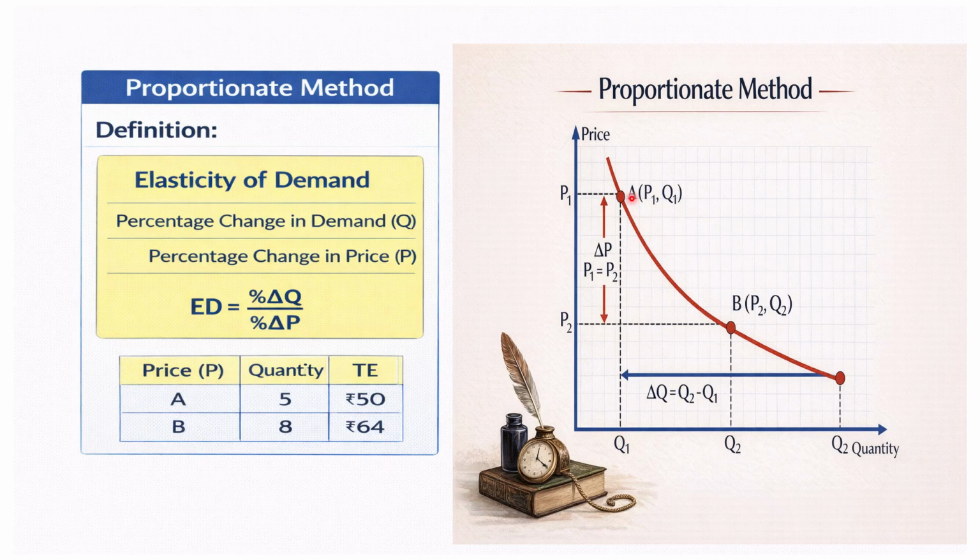Now you have seen that at P1 price the quantity is 5 when the total expenditure is 50. But when the price decreases from P1 to P2, the quantity will increase from 5 to 8. Just see the table, that is Q1 to Q2, and the total expenditure increases. This is the case of elastic demand.